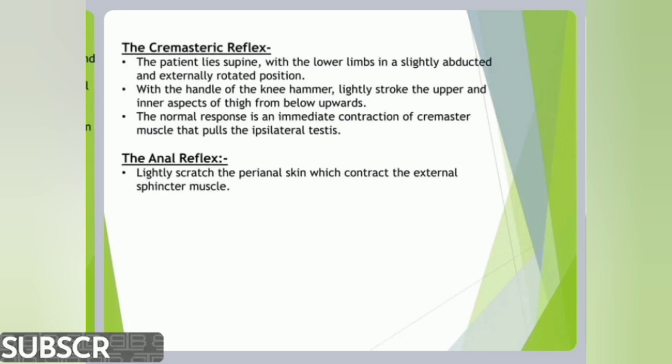The cremasteric reflex is elicited when the patient lies supine with the lower limbs slightly abducted and externally rotated. With the handle of the knee hammer, lightly stroke the upper and inner aspects of the thigh. The normal response will be immediate contraction of the cremaster muscle that will pull up the ipsilateral testis. Now see the anal reflex. Slightly scratch the perianal skin, which will contract the external sphincter muscles.